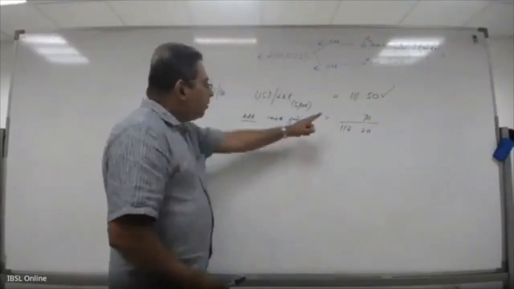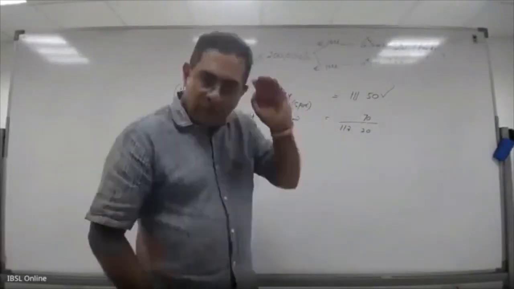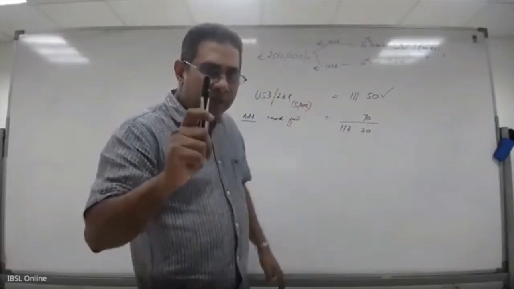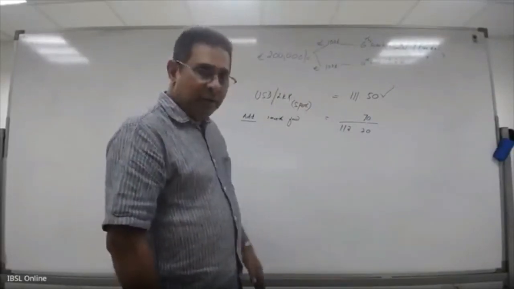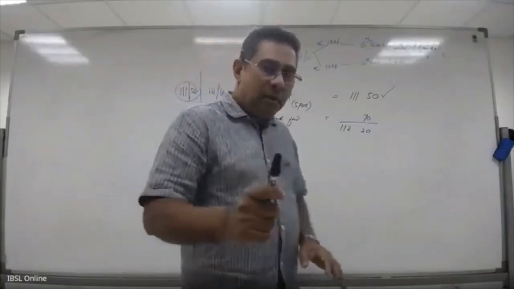Right. Now you know why I took the 150 over 160. That is because I want to take the least rate. Why? I am in the export leg. So my objective is to quote the least possible rate. Least possible rate. Right.